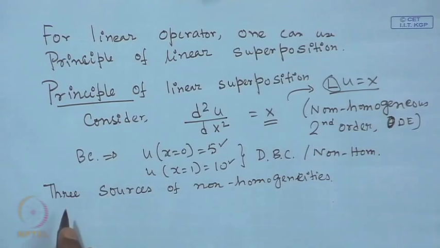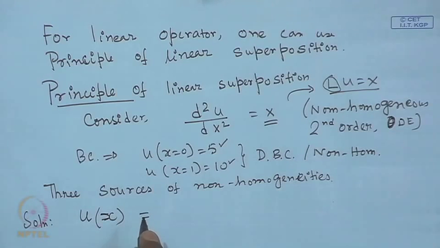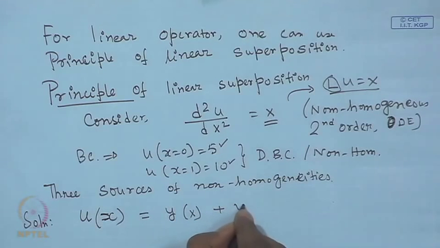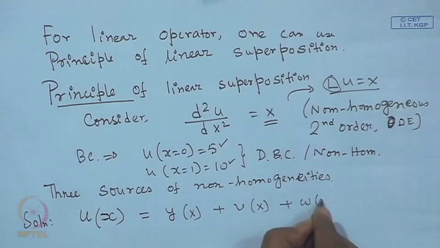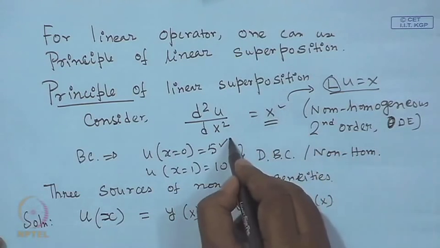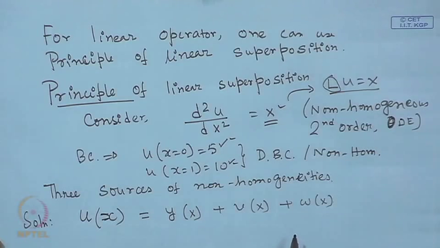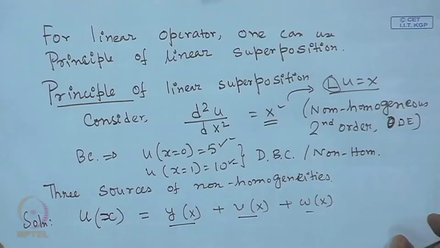So, we break down this problem into three sub problems considering one at a time, and the whole solution can be constructed out of it. Let us say the solution u of x can be constructed by considering y of x plus v of x plus w of x. We break down this problem into three sub parts because there are three sources of non-homogeneity 1, 2 and 3. Next, we construct the governing equation and the boundary condition of each such sub problem.